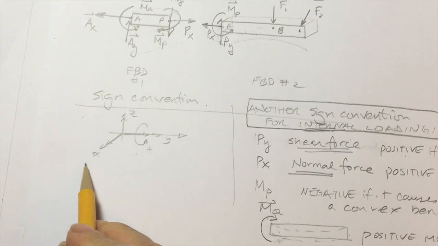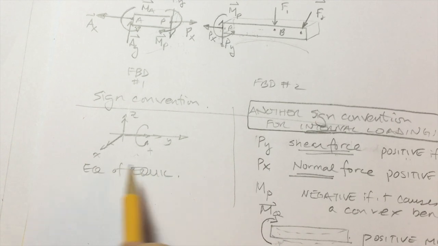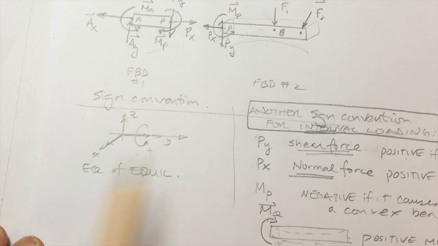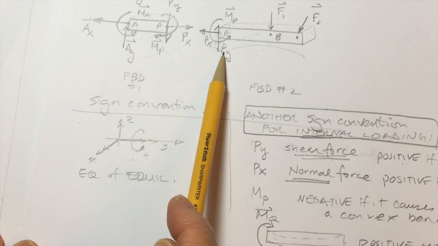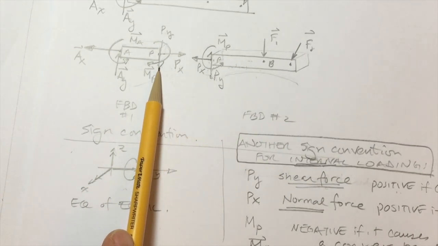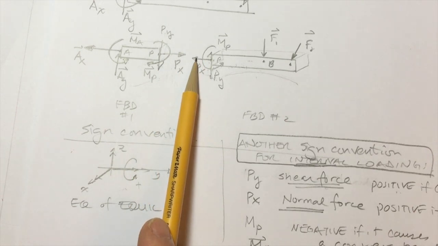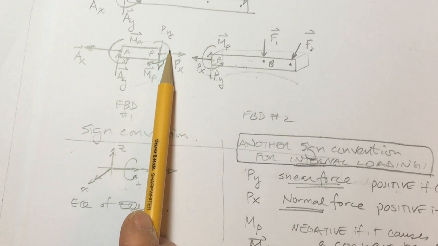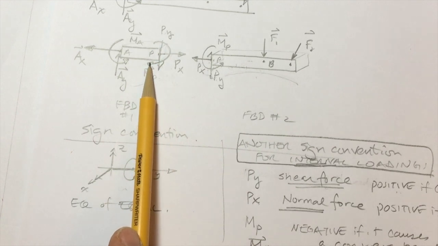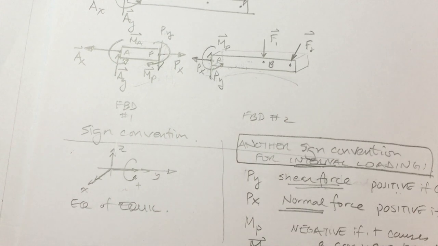If we're applying the equations of equilibrium, then you use this sign convention, meaning this is a positive force, this is a negative force. This is a positive x force, this is a negative x force. This is a negative moment, MP. This is a positive moment, MP.